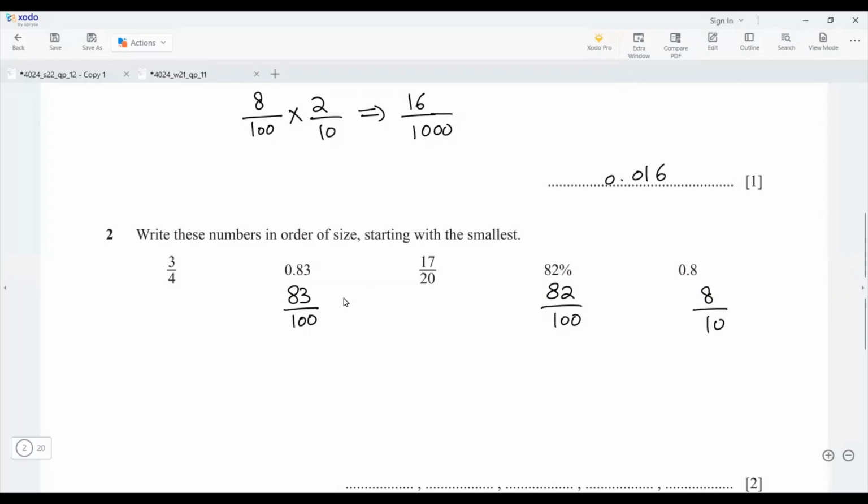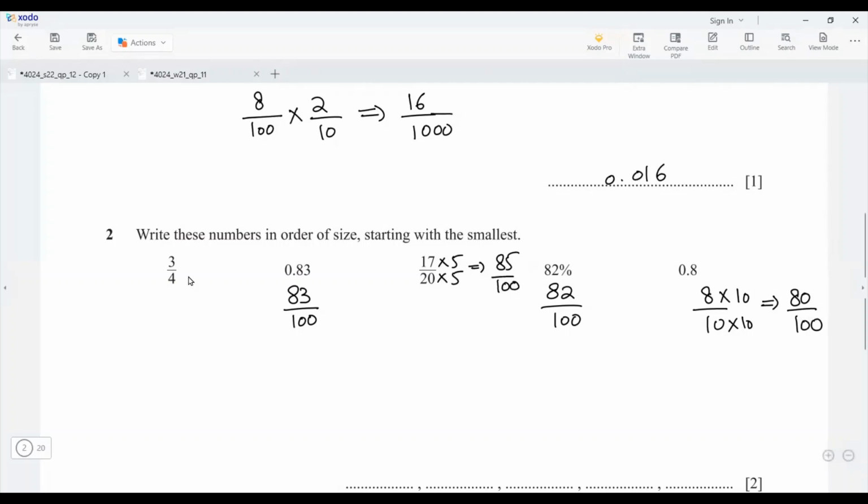How to make 100? Two of the fractions already have denominators of 100. So how to convert the other ones? How to convert this 10 to 100? We have to multiply by 10, and similarly multiply the numerator by 10 as well. So it is converted to 80 over 100. What about 17 over 20? We have to multiply by 5, since 20 times 5 is 100. So 17 times 5 is 85, and 85 over 100 is the equivalent fraction of 17 over 20.